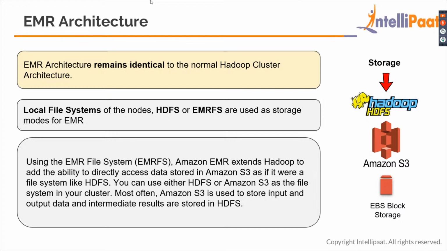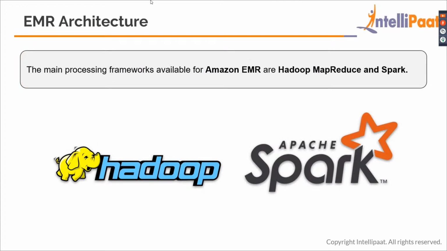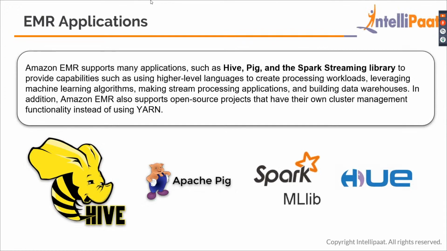Once that is set up, guys, with Amazon S3, it is pretty simple. I'll show you how to start up with that as well. And then you will be able to set up whatever service you want: Hive, Hadoop, Spark, HBase, anything. So this is the basic architecture. The main processing frameworks available for EMR are Hadoop MapReduce and Spark. The most popular frameworks are Hadoop and Spark. There are other frameworks which you can use on EMR as well, but the most popular ones are Hadoop and Spark.